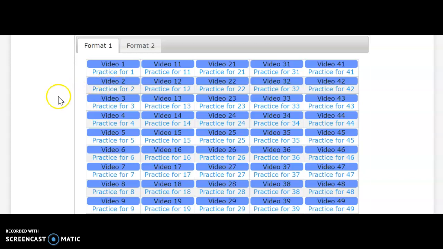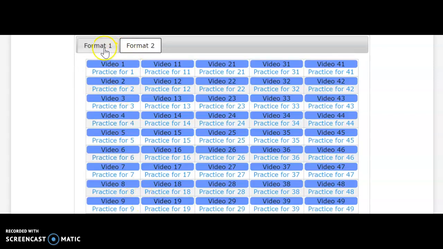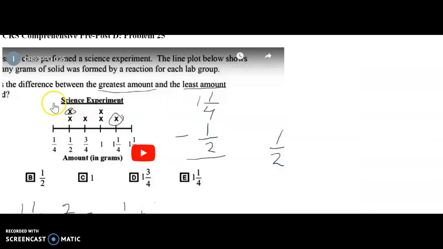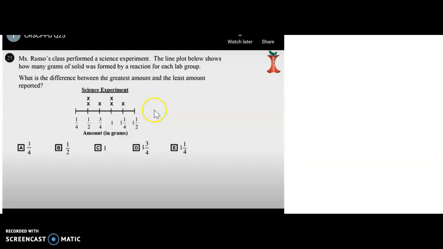Now, please note you see that there's format 1 and format 2. These videos are the exact same, it's just a different format depending on your computer. So everyone should be able to access these without any trouble. For example, let's say I got number 25 incorrect on the scrimmage and this was highlighted red. I'm going to click right here where it says video 25. And I can see that the question from the scrimmage is going to be explained right here in this video. So I'm going to watch this video.